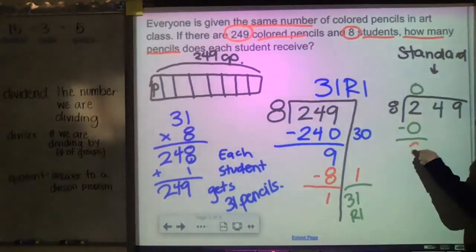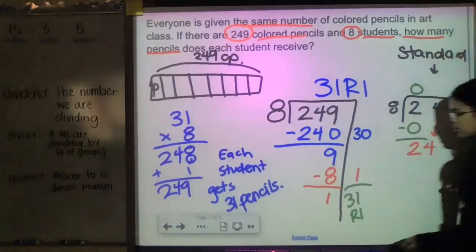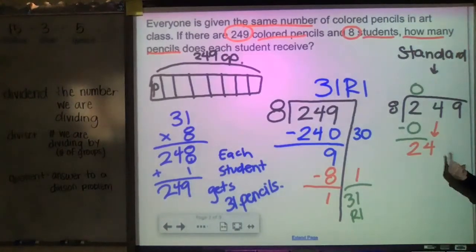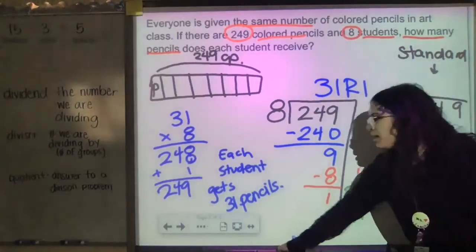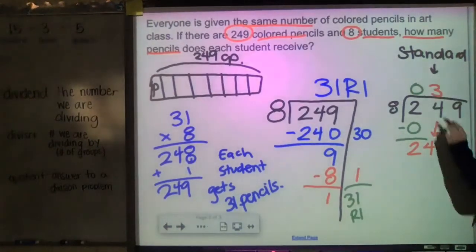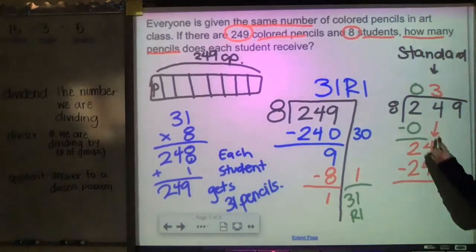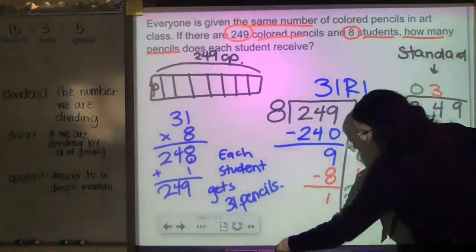But I don't just leave them there. I can now go ahead and unbundle them. So now I have 240 or 24 tens. 24 tens divided by 8 gets me 3 tens in each group. 3 tens times 8 means I was able to group 24 tens. When I do the work here, 24 tens minus 24 equals 0.